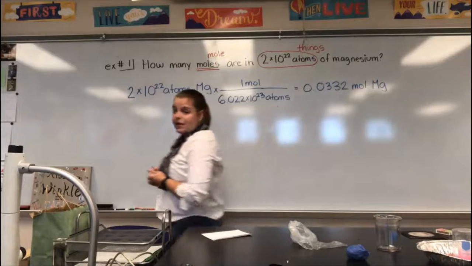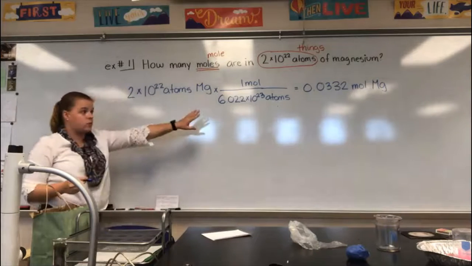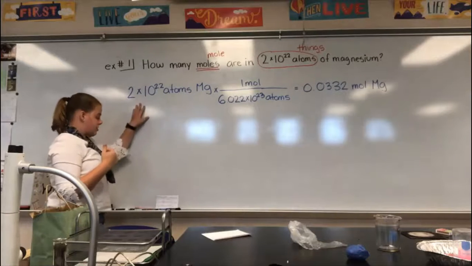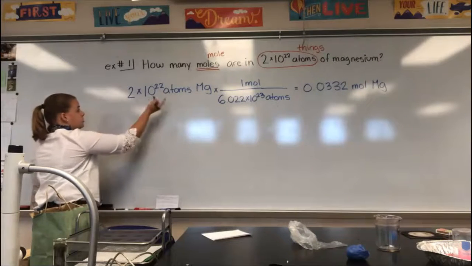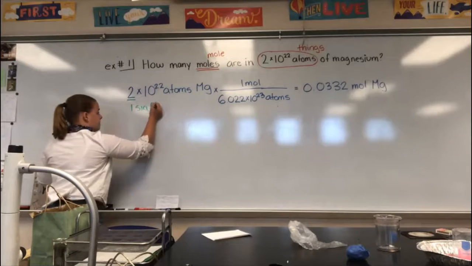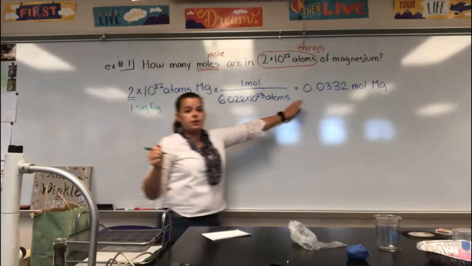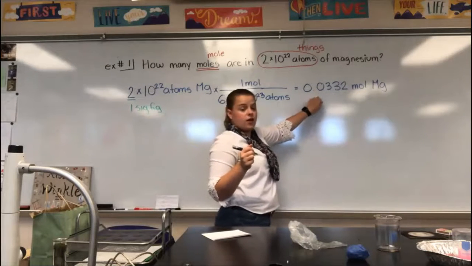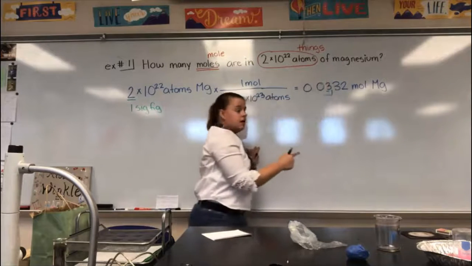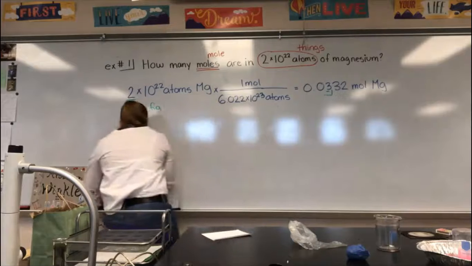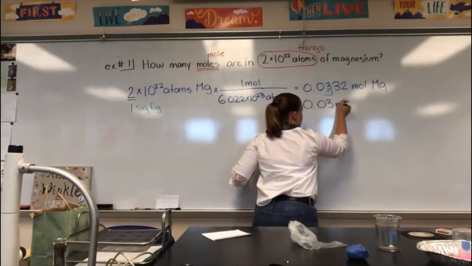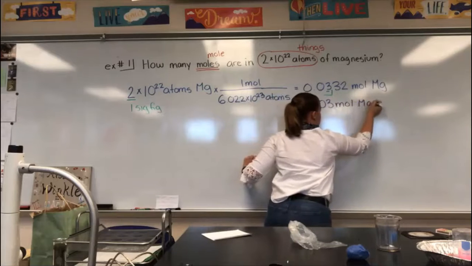Now you're not done, because remember, we have to see if we have to round that to the proper number of sig figs. We have to figure out how many sig figs we started with. So we have 2 times 10 to the 22nd. Well, we only have 1 sig fig. So we're going to round our number to the first sig fig. These zeros are not significant. Our first sig fig is 3. And this 3 tells me the 3 stays the same. So your actual answer that you are going to give me for full points is 0.03 moles of Mg.